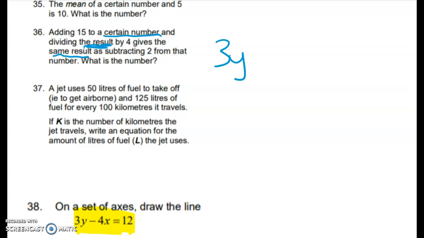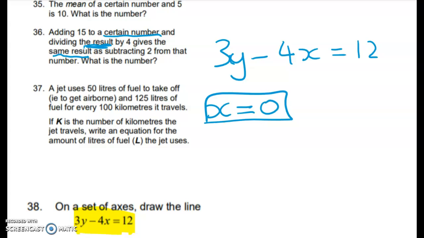We've got 3y minus 4x equals 12. So let's look at what happens when x is equal to 0. So we've done this in class where I cover things up on the board. But we're really substituting a value and then saying what must y be. So when x is equal to 0, this term here is 0. So we're left with 3y equals 12. So more elegantly, we've got 3y equals 12 and y equals 4.